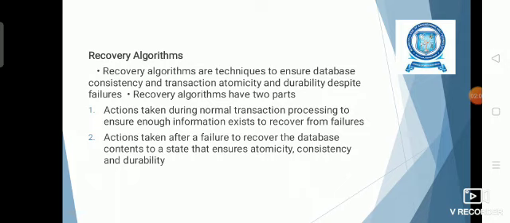Next, we shall see the recovery algorithm. Recovery algorithms are techniques to ensure database consistency and the necessary properties. The algorithms have two parts. The first is the actions taken during normal transaction processing to ensure enough information exists to recover from failures. The second is the actions taken after a failure to recover the database contents to a state that ensures atomicity, consistency and durability.